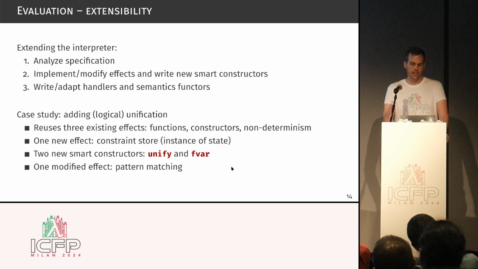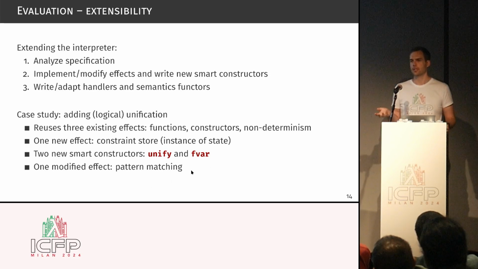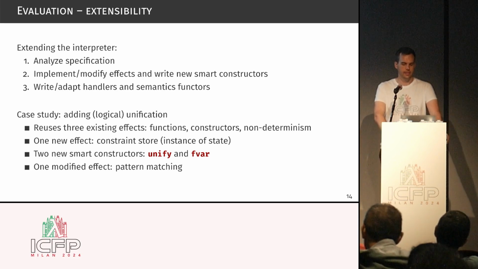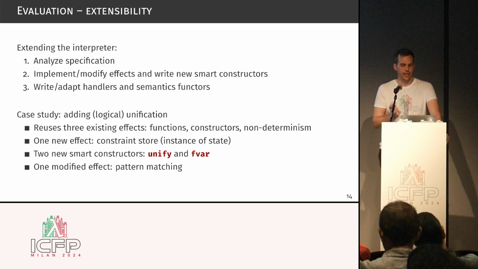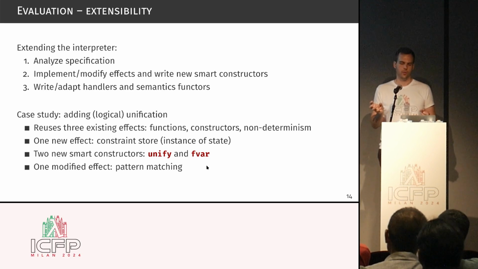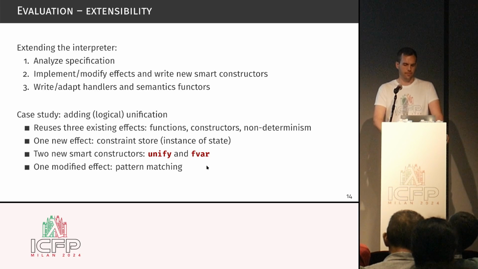So realistically, I just had to define the smart constructors that implement the unification logic, and I had to adapt a bit of the pattern matching, because now I could also pattern match on 3 variables. So I had to just modify the parts that were interacting with this unification, but the rest could stay the same.